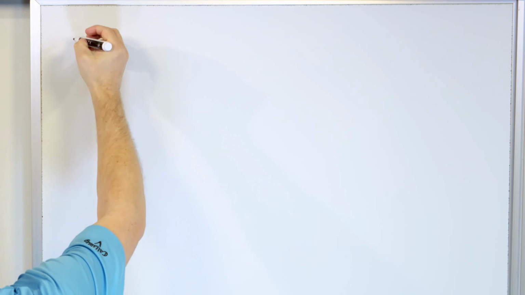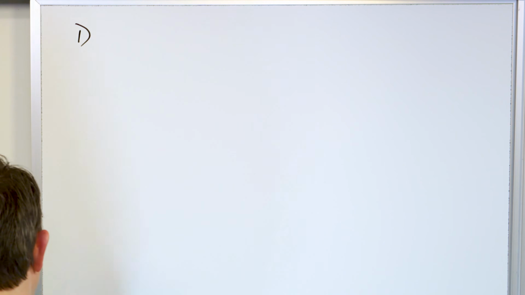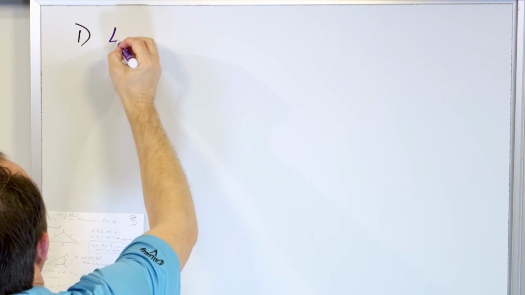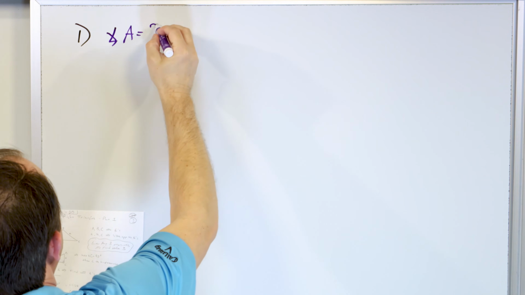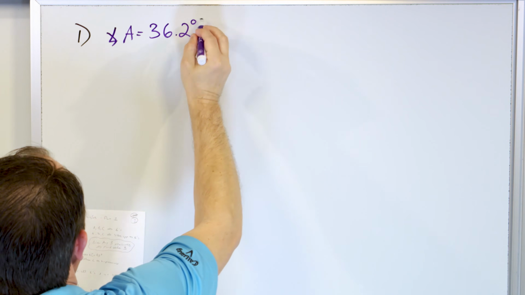All right, so let's jump into problem number 1. Now that we know what we're trying to do, let me just tell you that I'm going to give you the measure of angle A to be 36.2 degrees.